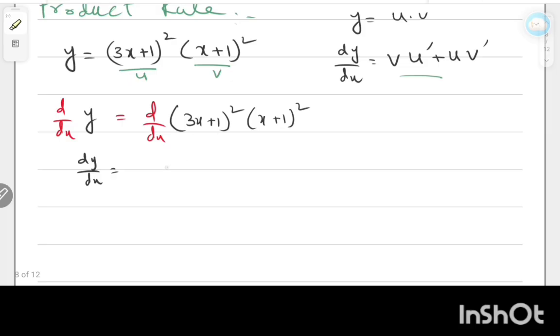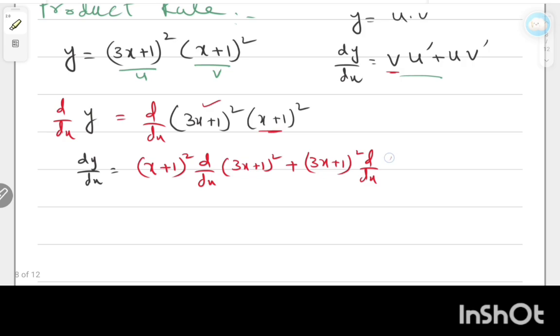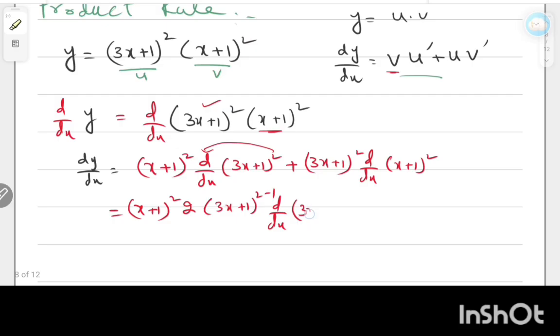And this will be: we write v first, the second function, which is (x + 1)². Now take the derivative of the first function, (3x + 1)², plus u. What is u? u is this term, (3x + 1)². Now take the derivative of the second term, (x + 1)². The 2 will be at the start: 2(3x + 1) to the power 2 minus 1, then take the derivative of 3x + 1.